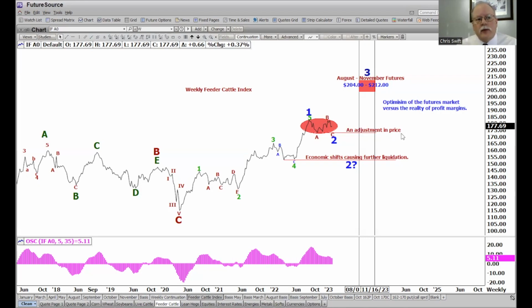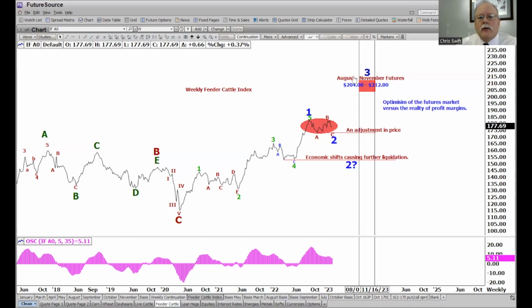So if it's just a slight adjustment in price, maybe we stay right where we are. Maybe we end up softening down to the 170 level. If there is something else that materializes economically that might cause more of a down return in the cattle market, then it could be back to the previous wave four levels around the 150 area.